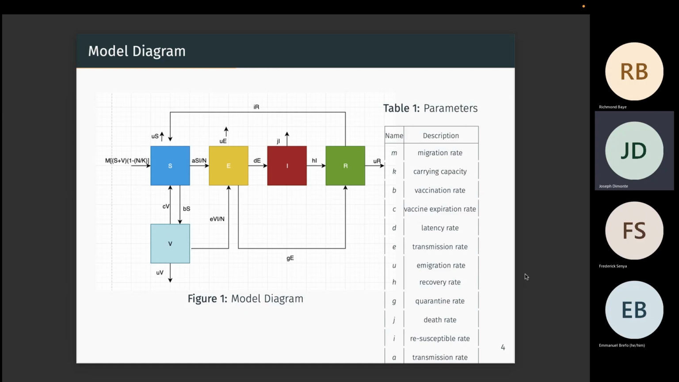Okay, here is our model diagram, specifically a compartmental diagram. As Emmanuel said, we extended it to vaccination, so you can see the extra state variable V. And we also introduced logistic growth through migration. So healthy people are allowed to come into the system at a rate M, and we considered healthy people S and V. And this migration is capped by the total population, which you can see as 1 minus N over K.